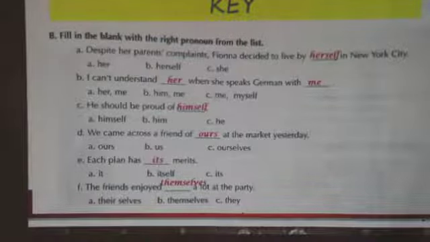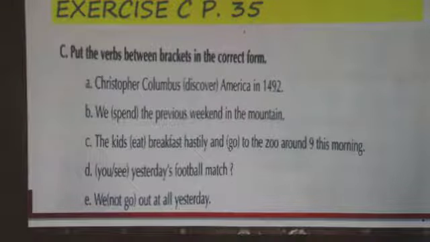That's it. I hope that everything is clear. Now let's move to something else. Yes, here you are. So let's go to exercise C on the same page, page 35. So here we have a set of sentences. Okay, the instruction is as follows. We have put the verbs between brackets in the correct form, which means in the correct tense. We are going to conjugate the verbs which are between brackets in the correct tense.